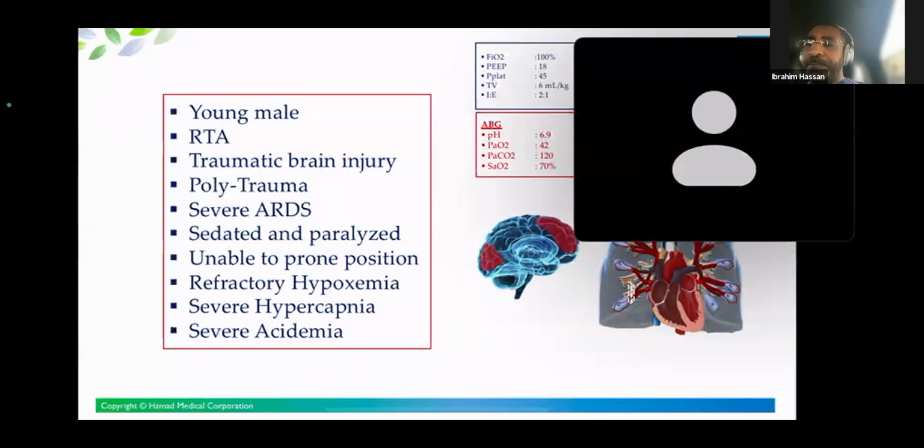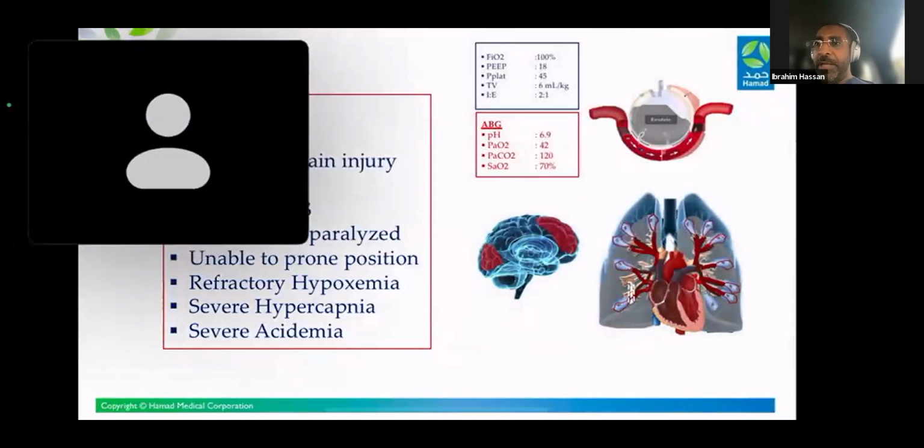Some will be very, very sick, like this patient with refractory hypoxemia, severe hypercarbia, and severe acidemia. You can see their vent setting is already injurious ventilation: 100% FiO2, PEEP of 18, plateau pressure of 45. And despite all of that, you have this interesting phenomenon where the PaO2 and the PaCO2 switch their numbers. The PaO2 is actually 42 and the PaCO2 is 120. So we see this kind of thing.